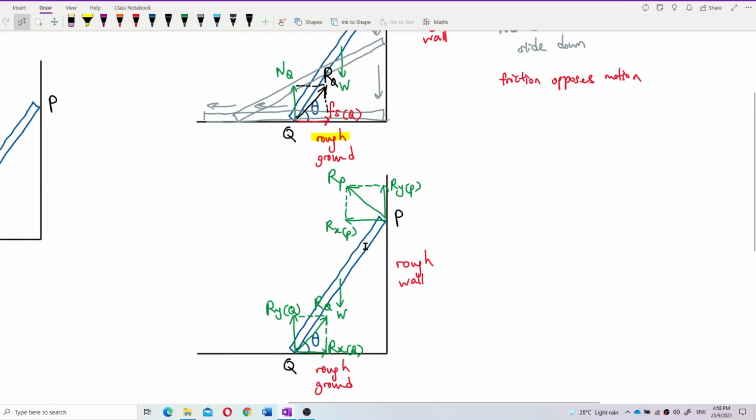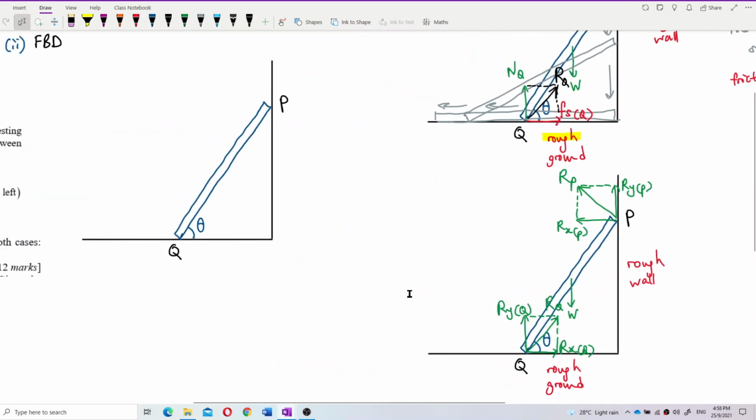So if this is a rough wall, rough ground, we have RXP and RYP. This is actually the normal force, and this is actually the friction. Combined, we get the reaction force at P. For Q, we have RXQ and RYQ. This RXQ is actually the friction, and this RYQ is actually the normal force. So combined, we get RQ, the reaction force at Q. Okay, so now back to our questions.